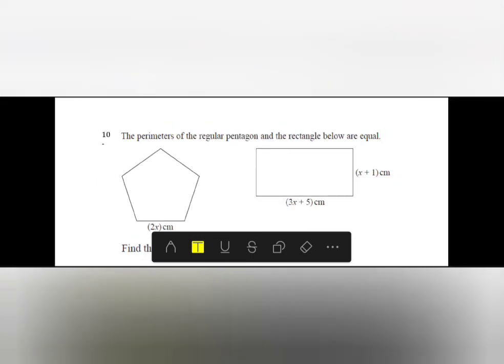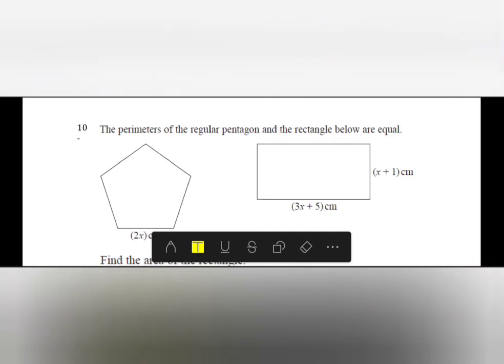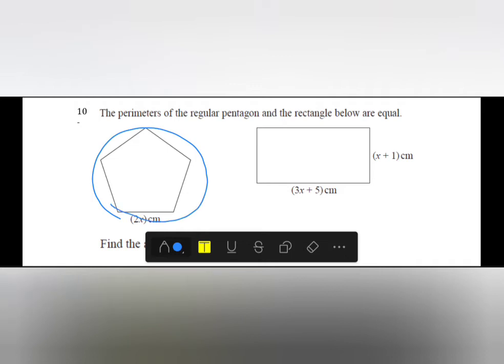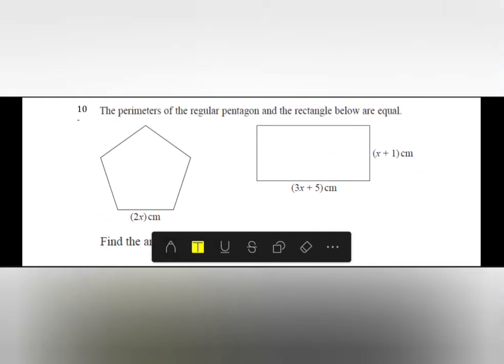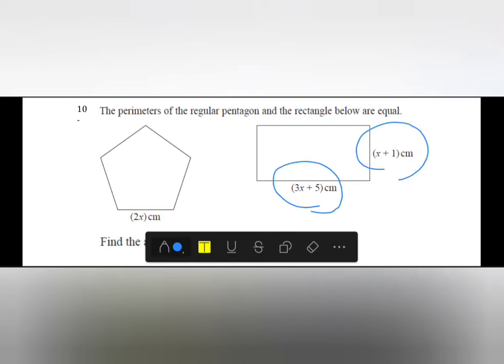Question 10. The perimeters of the regular pentagon and the rectangle below are equal. So the perimeter of this shape and this shape are equal. The question says what? Find the area of the rectangle. They need the area of this rectangle. So to find the area, first we must find x. Now let me take you step by step to finding x, and then we will substitute the value of x here. After substituting, we will find the values and then find the area by multiplying width by length.